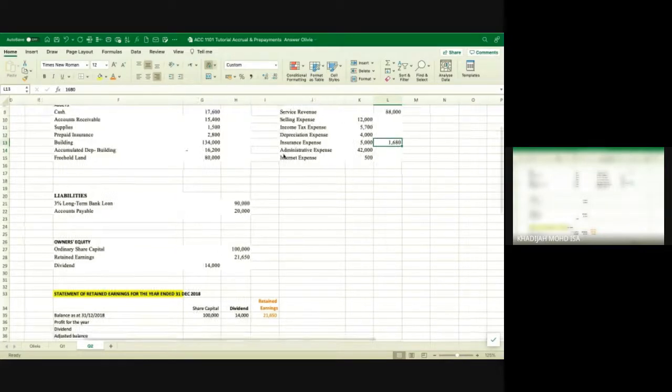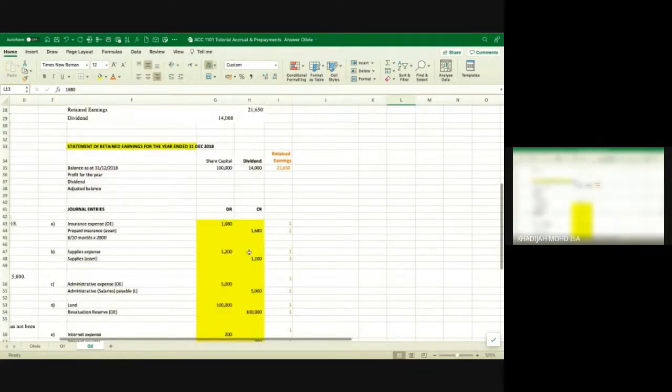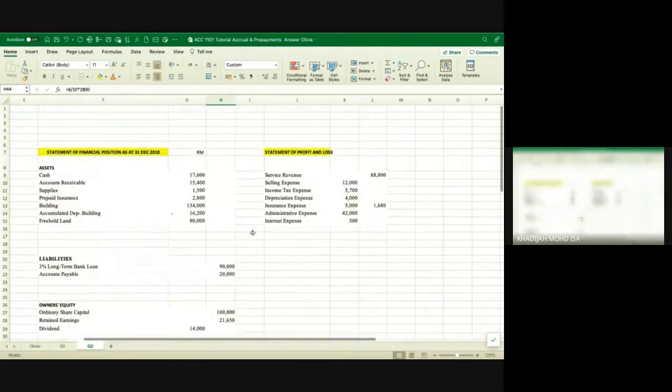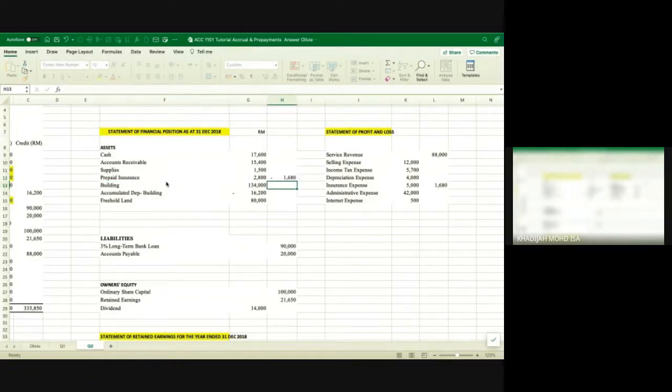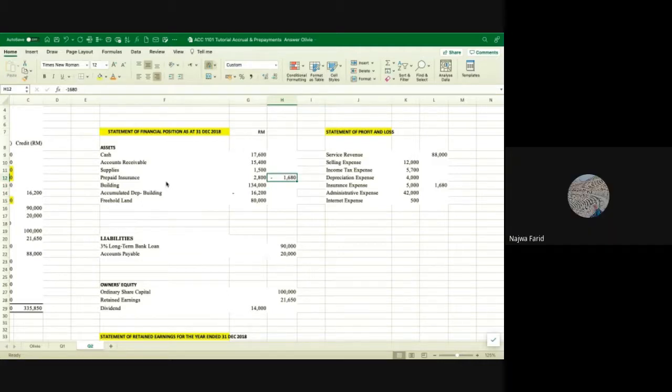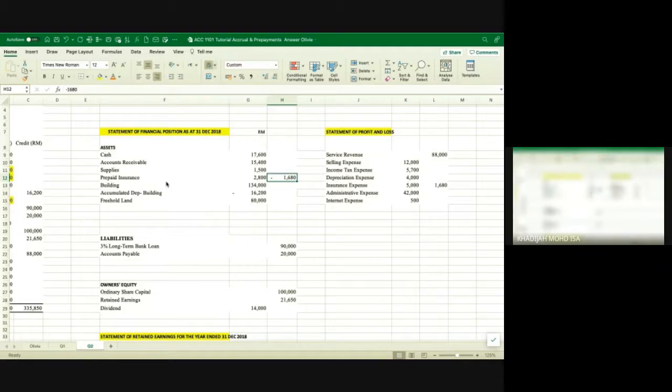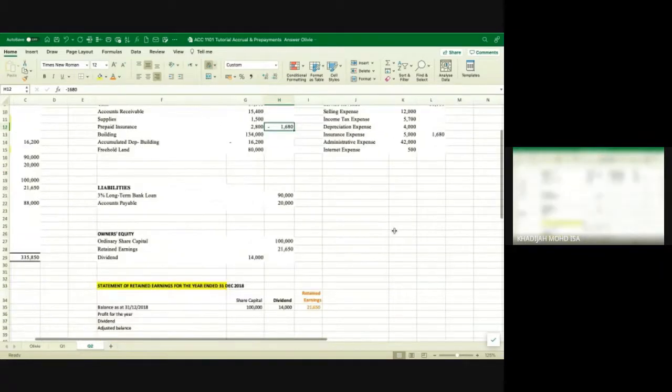Okay, and then you also credit your prepaid insurance. How are you going to credit your prepaid insurance? Where is your source? Prepaid insurance here, you minus 1,680. You put it like that. You get me? Why do you do it like this? Later in your exam it's easier. Okay, so that's the first one.